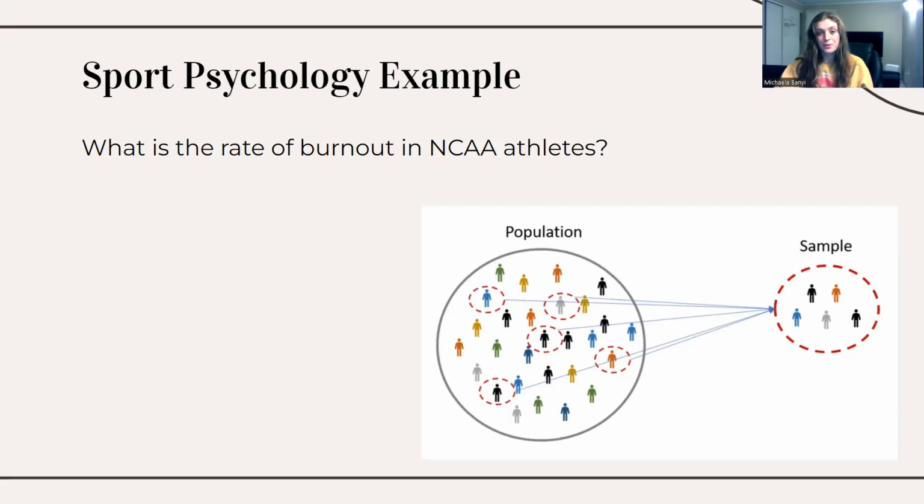So this would be a sample statistic, meaning that out of the population of all NCAA athletes, your sample of 250, 20% of them are experiencing burnout. On the other hand, if you were able to get a true burnout rate of all NCAA athletes, this would be a population parameter. Down in the corner, I have an image that helps illustrate how when you have a sample, you're polling randomized participants from the population.